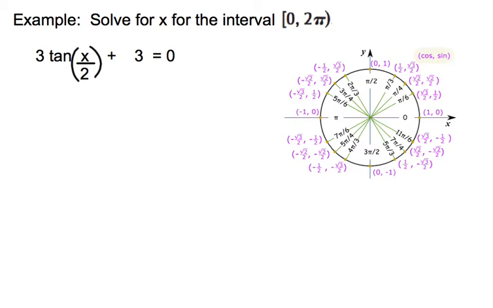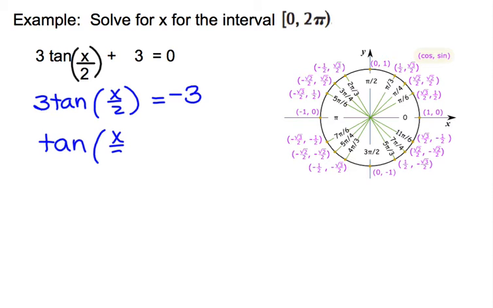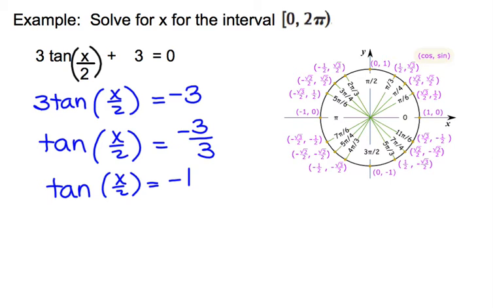So we solve by undoing. So we're going to first subtract 3 from both sides to remove the 3 from the left. So we get a negative. Then we're going to divide both sides by 3 to remove the multiplier of 3 in front of the equation. So we have negative 3 divided by 3. And now we just simplify. Negative 3 over 3 is negative 1.